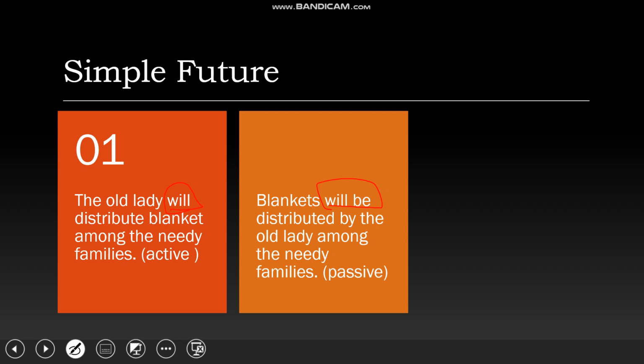See the usage of will be. The to be form is used as will be. Distributed, the past participle form of the main verb, is used, plus by plus the subject. So we have the object, will be, that is the right to be form, then plus the past participle of the main verb, and then by and the subject.